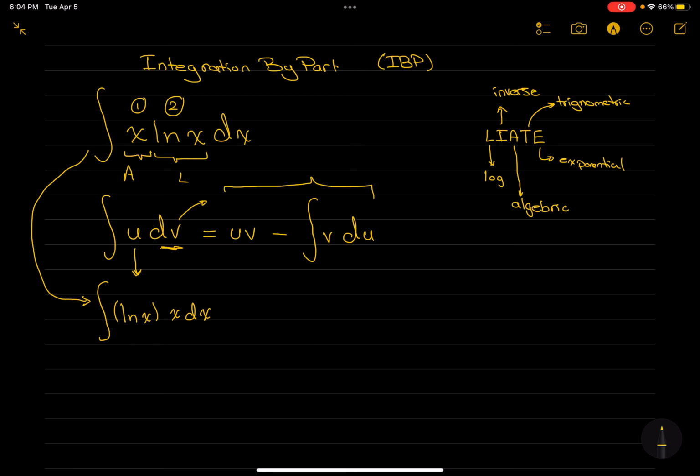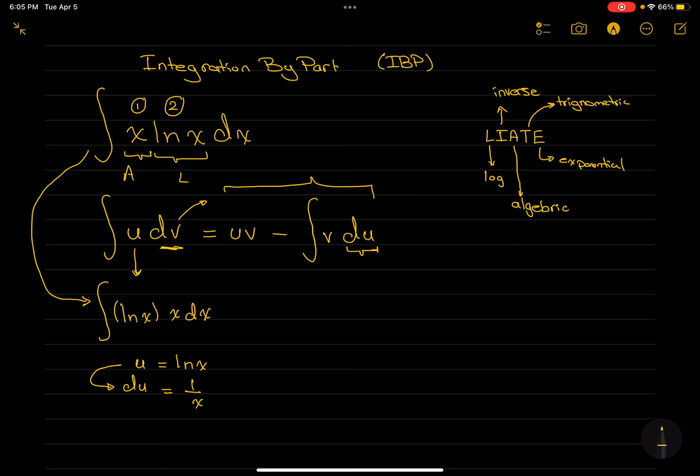In this case, we already have decided that u is going to be ln x. What else are we missing? Well, we need to figure out what is du. So du is basically going to be the derivative of u. So in that case, it's going to be what? It's going to be 1 over x. That's the derivative of ln x.